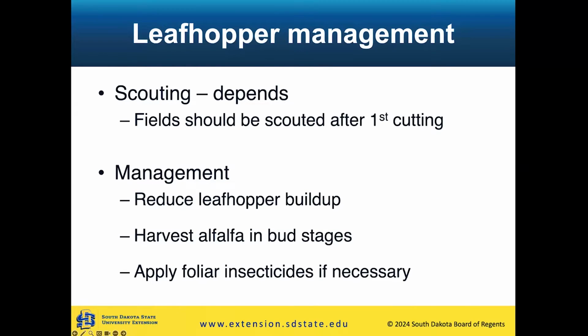So in terms of management, you want to try to reduce that buildup of the leafhoppers. You can do an early harvest in the bud stage to try to reduce the numbers, and you can also apply an insecticide if needed, based on those threshold tables.